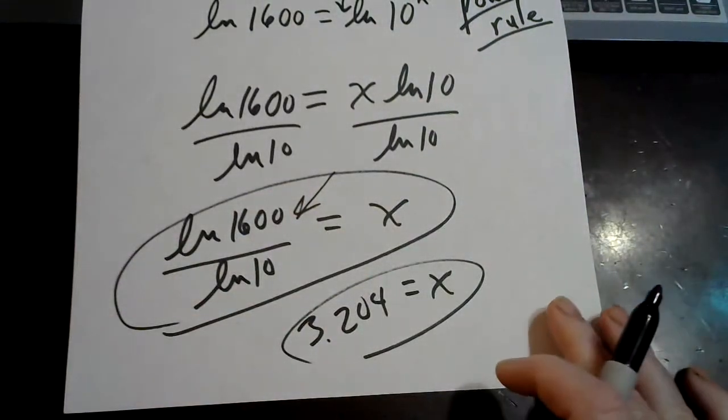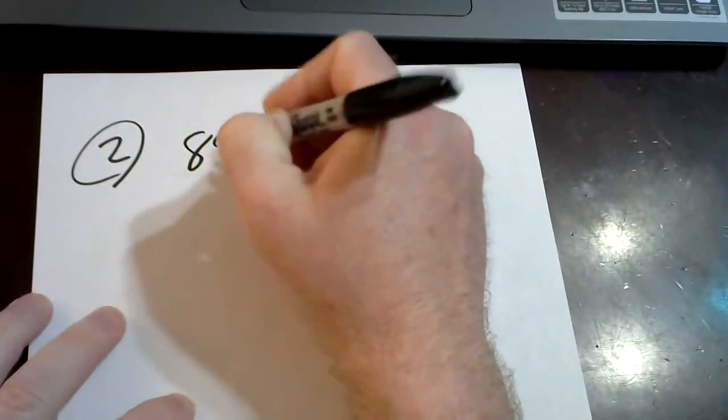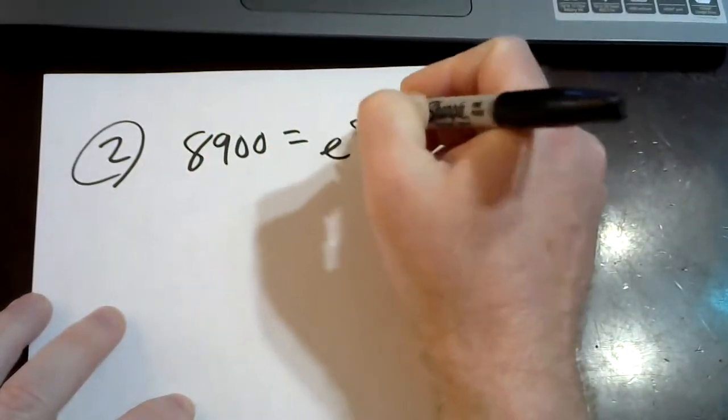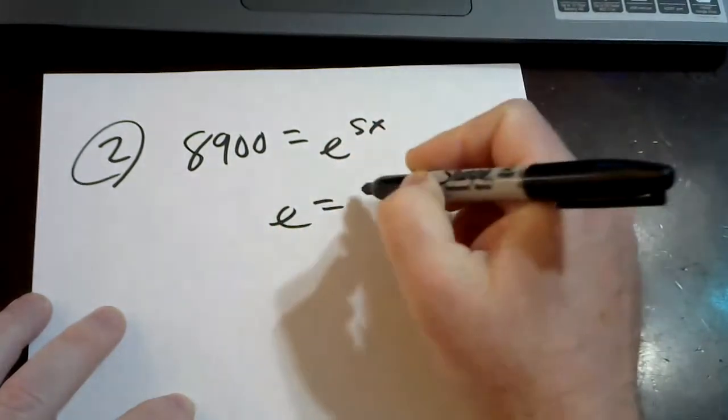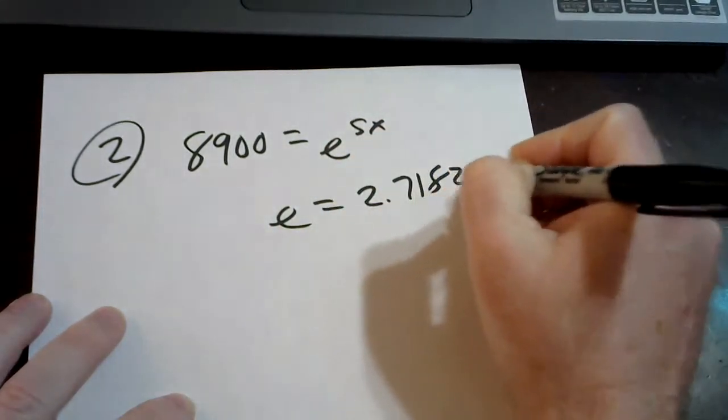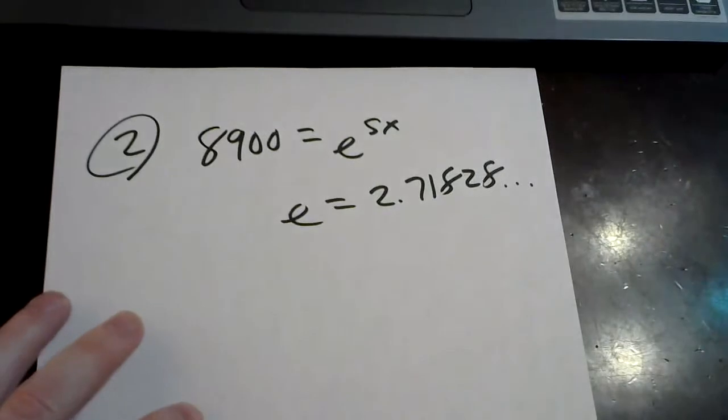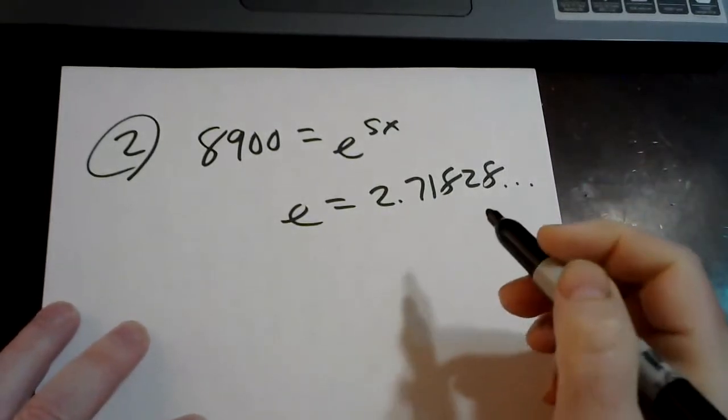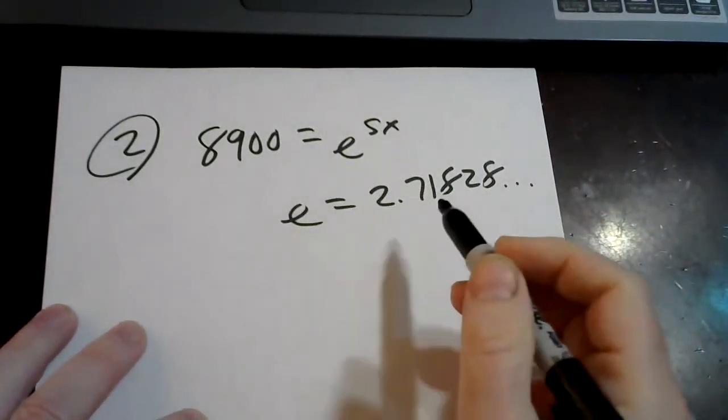So let's move on to the next problem, number 5 in the book, which is really number 2 for your online problems. 8900 equals e to the 5x. And keep in mind that e number is about 2.71828. It's an irrational number. I think I've mentioned it several times, but that is not a variable, it's a constant.